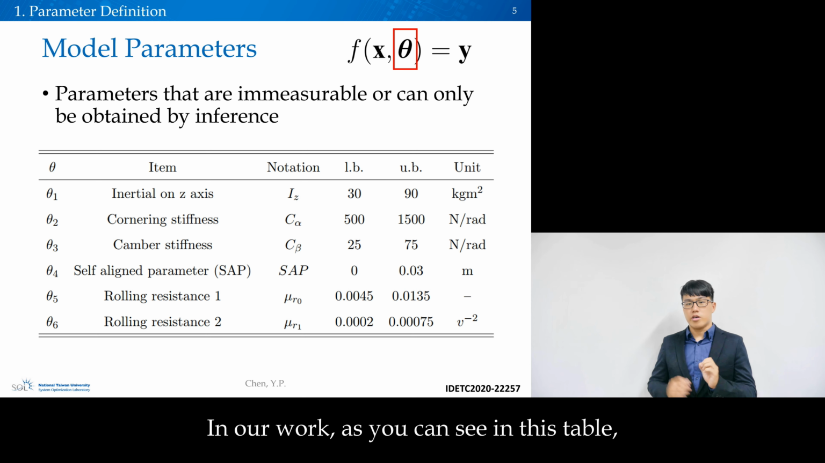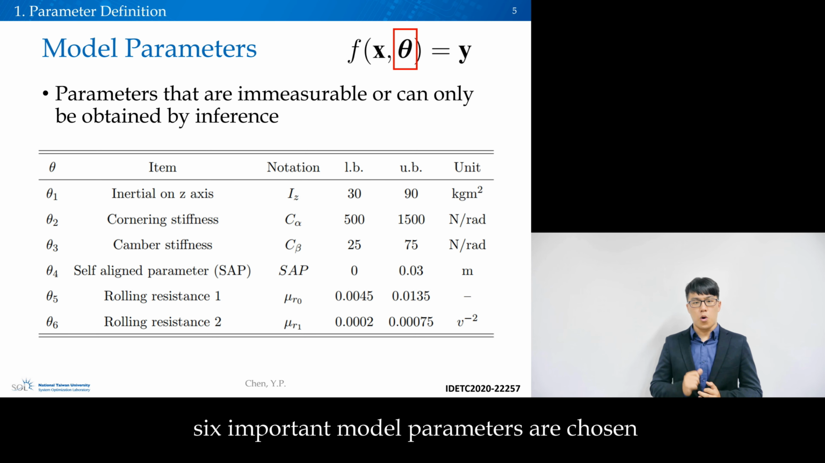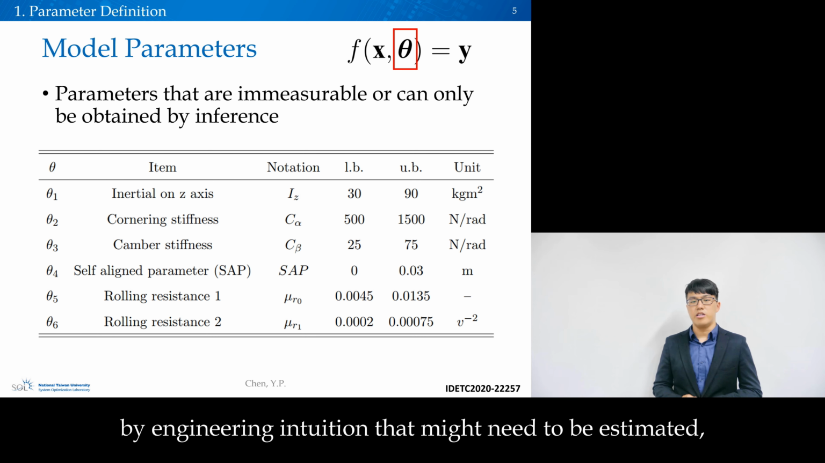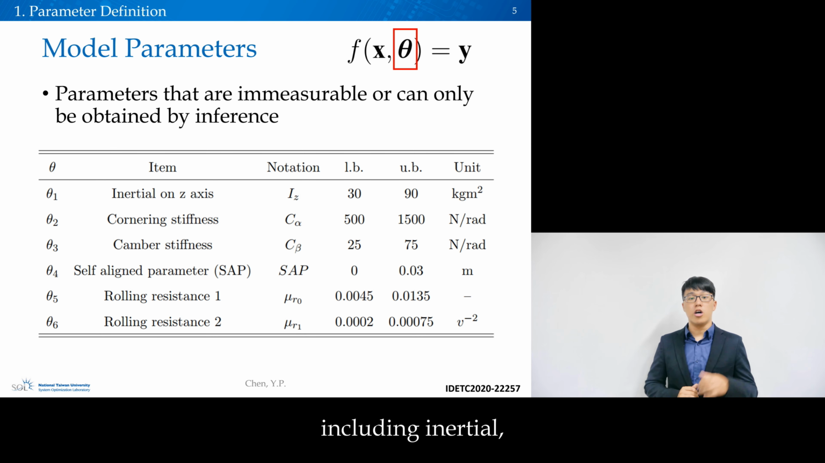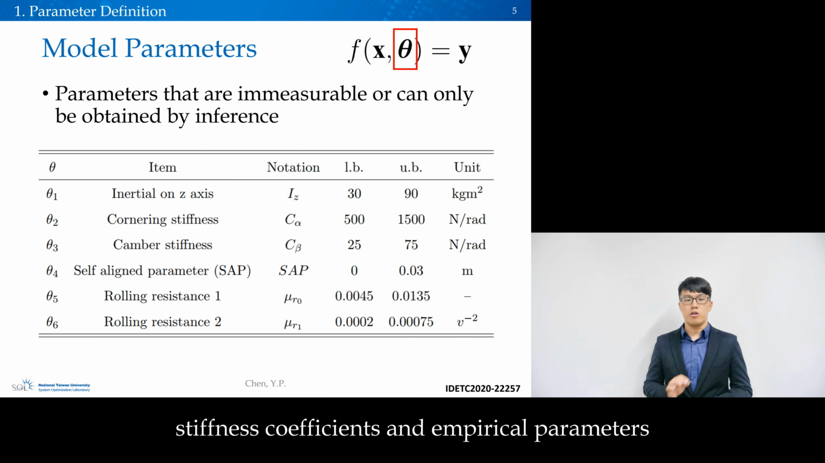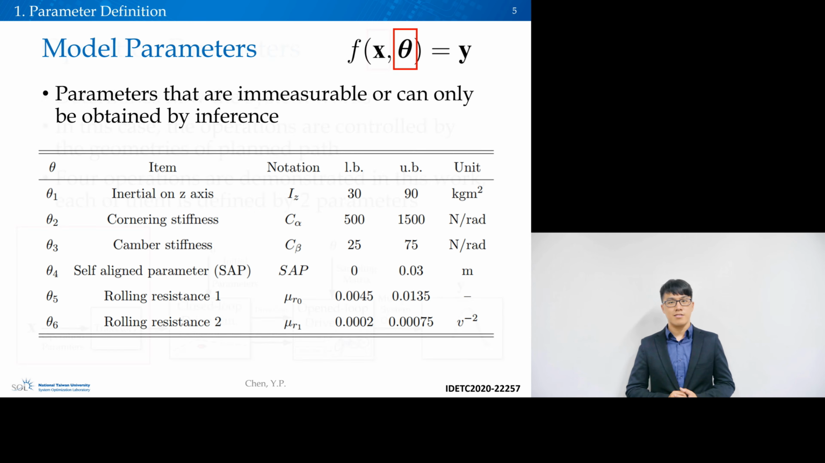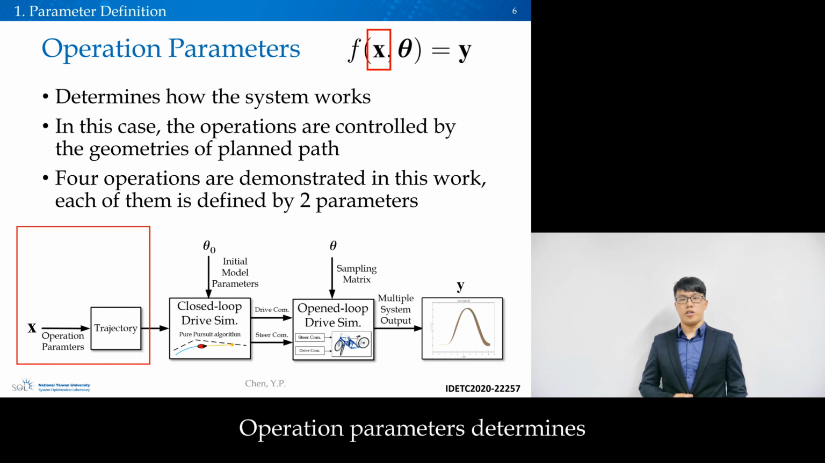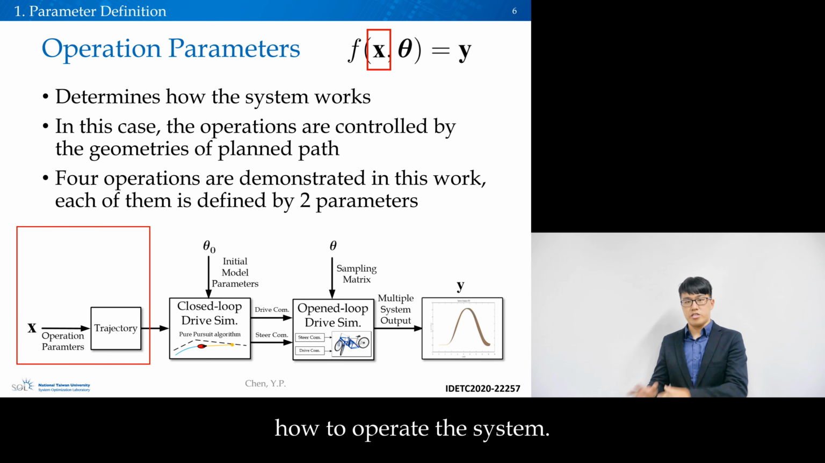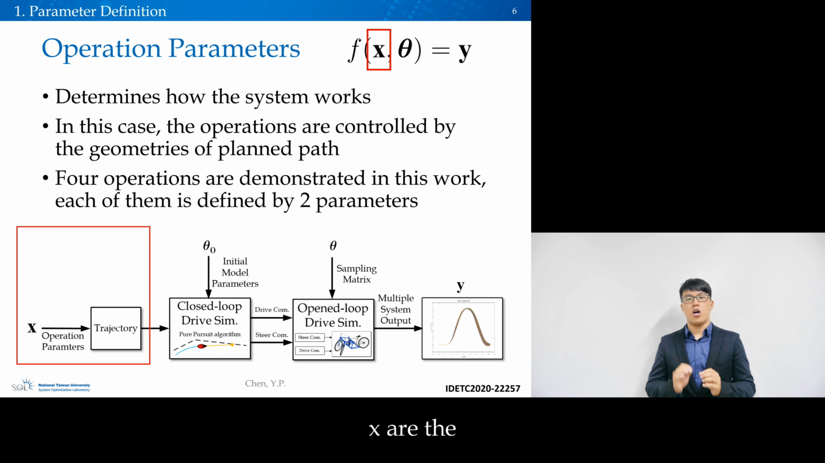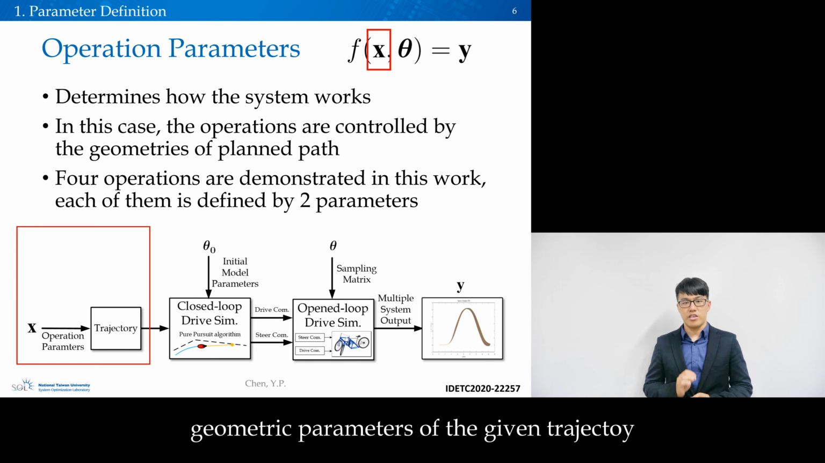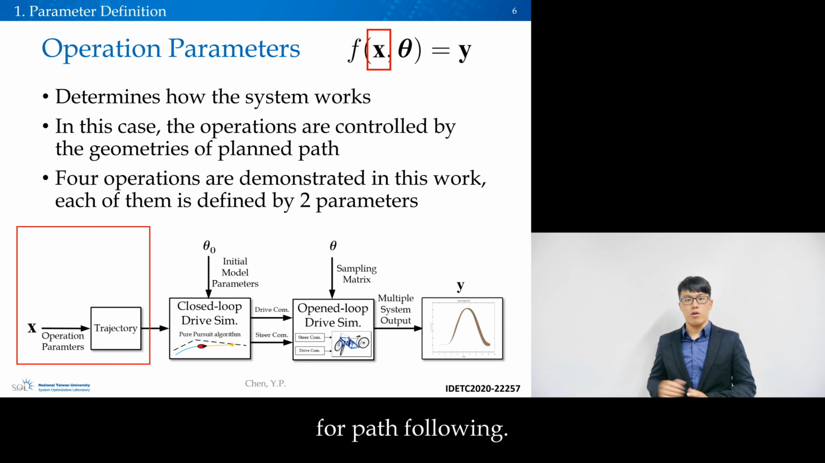In our work, as you can see in this table, 6 important model parameters are chosen by engineering intuition that might need to be estimated, including inertia, stiffness coefficients, and empirical parameters in tire models. Operation parameters determine how to operate the systems. In this case, X are the geometric parameters of the given trajectory for path following.